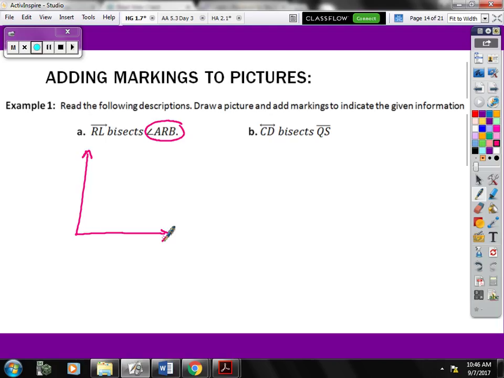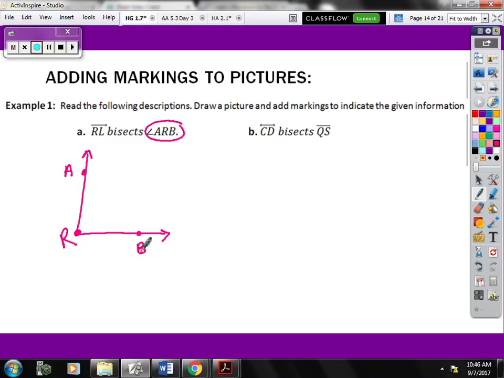Just as long as the A and the B are like the outside. Perfect. As long as R is the vertex, it doesn't matter where you put A and B. But A and B cannot be the vertex. So put R there. Most people just kind of go in order: A, R, B. Okay, we start off with our angle.